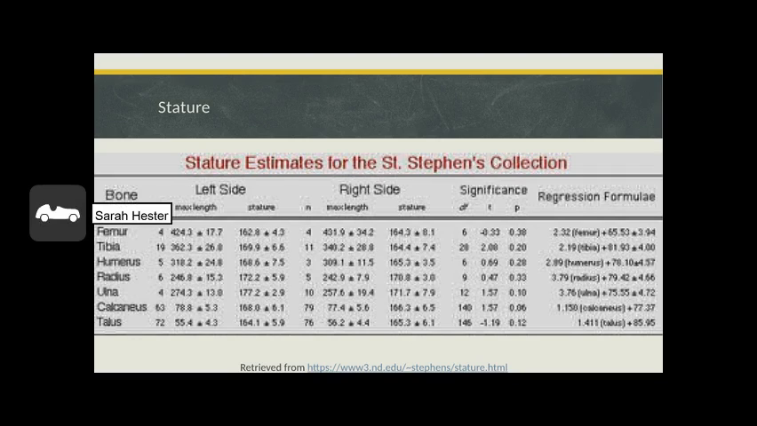After ancestry and sex determination, the stature of the individual can then be estimated by measuring the length of certain long bones such as the femur, tibia, humerus, radius, ulna, calcaneus, and talus, and applying these measurements to regression formulae. These formulae are dependent on ancestry and sex, so these analyses must be completed prior. The stature estimates are accurate to within a few centimeters and are a useful tool for identification. This chart, in particular, shows bone measurements and the related stature estimate based on regression formulae for a particular collection of skeletons.